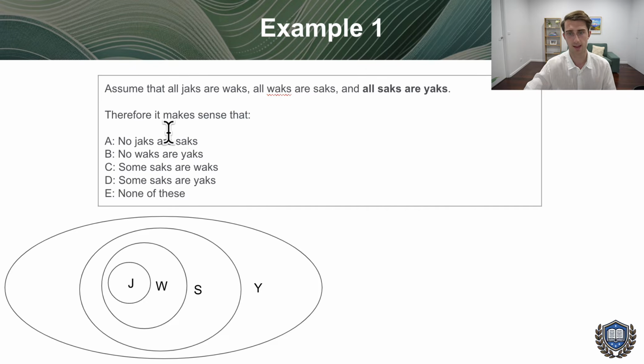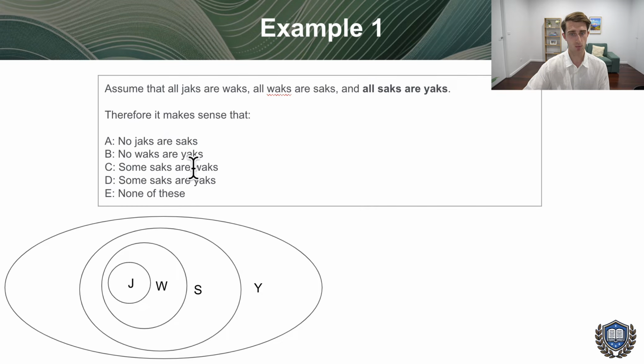And so we represent that like this. And so now if we want to cross-check for the right answer, is it true that no jacks are sacks? Now, some jacks are sacks because some of these jacks are in this big sack circle, so that's not correct. B, is it true that no whacks are yaks? None of these whacks are yaks, that's not true as well.